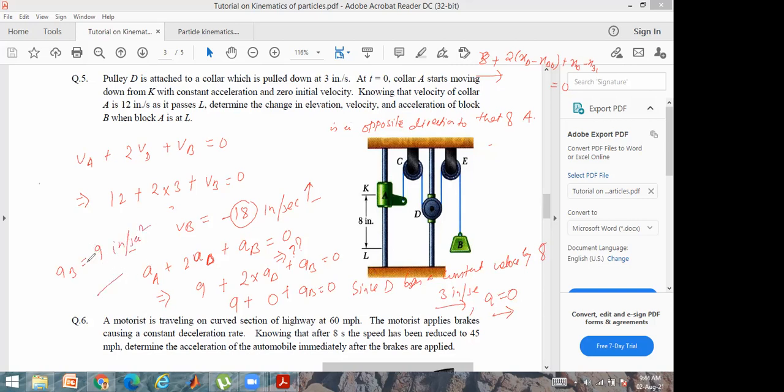Here the negative sign came, in the direction where the displacement sign is negative and the velocity sign is also negative, and the acceleration sign is negative too. Acceleration must be produced in the same direction as the displacement and velocity. And hence the acceleration is 9 inches per second squared in the upward direction. This is how we can solve a problem of this particular concept.